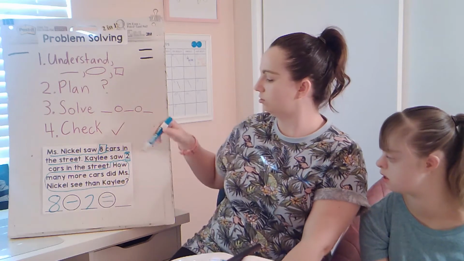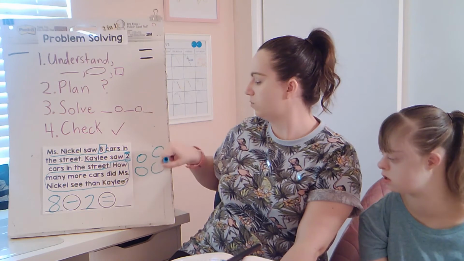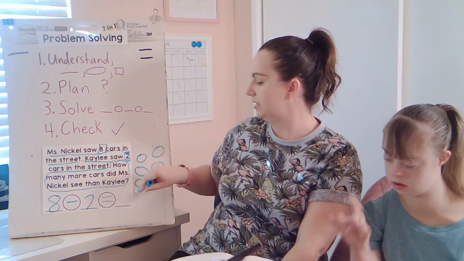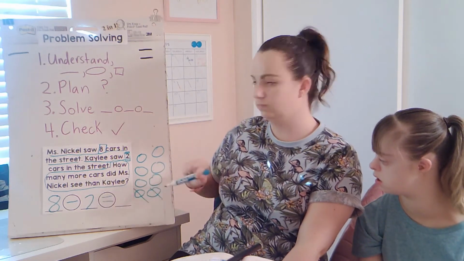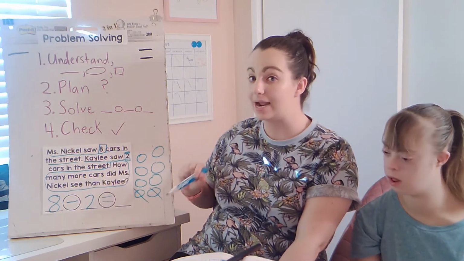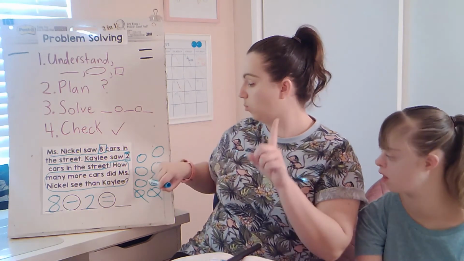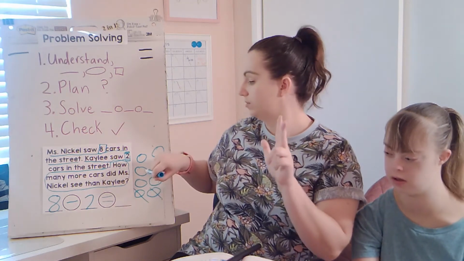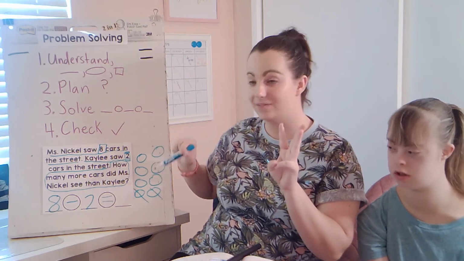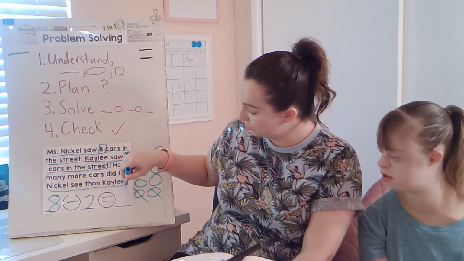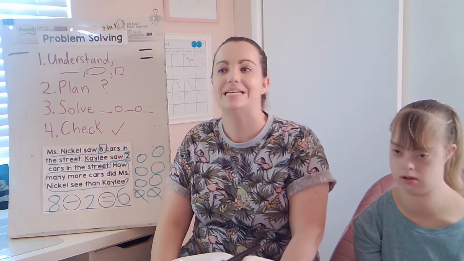There's 8 cars. So I'll draw 8 circles to show that. 1, 2, 3, 4, 5, 6, 7, 8. Take away 2. 1, 2. Let's then count how many I have left, okay? Ready, set, count with me. 1, 2, 3, 4, 5, 6. How many is left? 6. Yes, all right, 6. Miss Nichols saw 6 more cars than Kaylee.